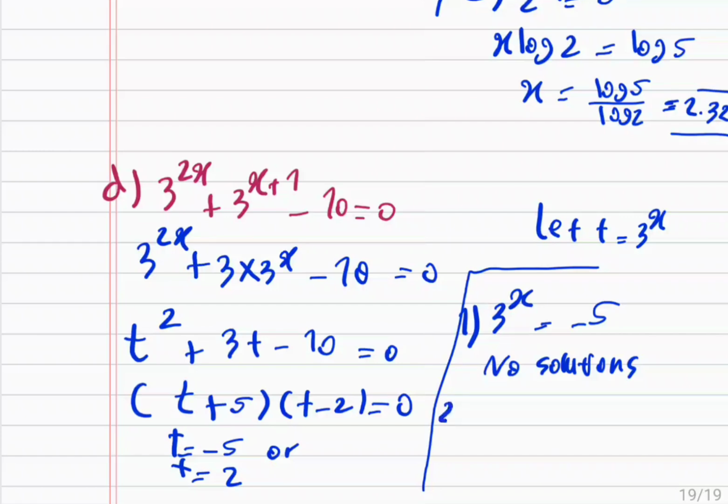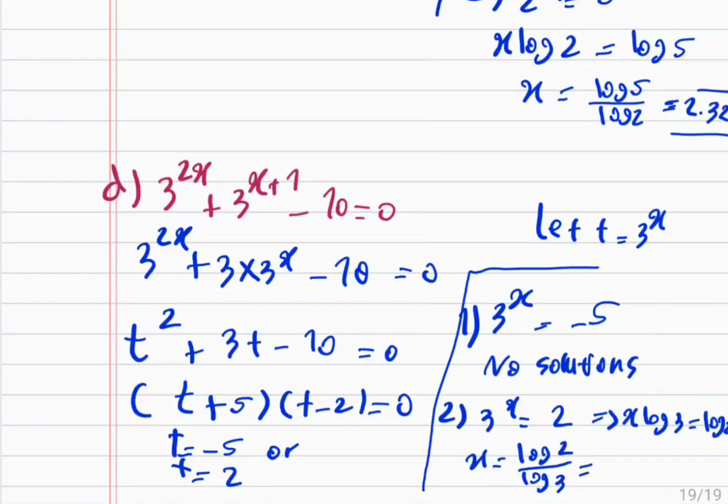Then the second case is when 3 to the power of x is equal to 2. So you just take logs. We have x log 3 is equal to log 2. Therefore, x is equal to log 2 over log 3. And to 3 significant figures, this is equal to 0.631.